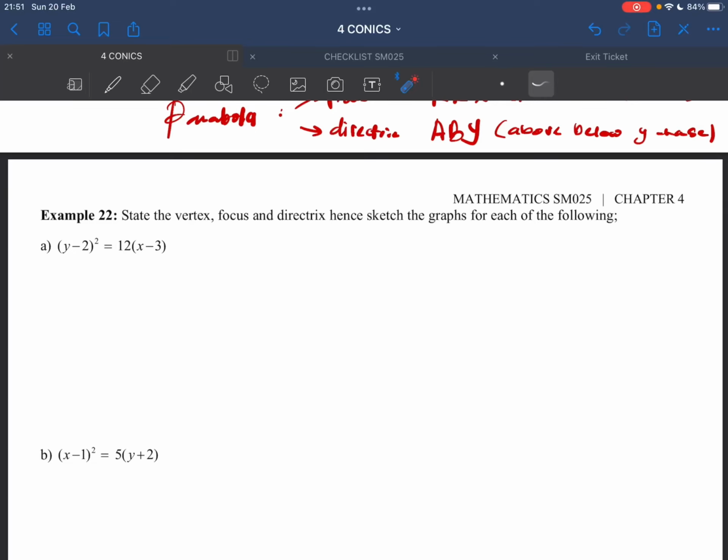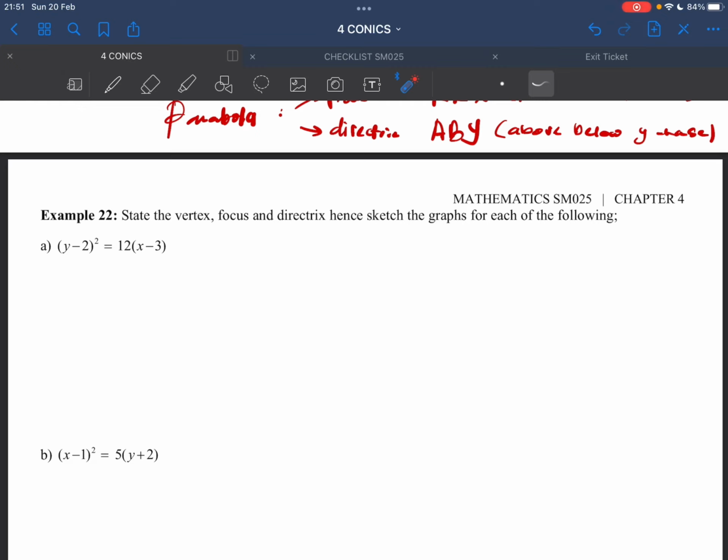Okay, so now we already know the shape of the parabola and we know what to do to find the focus and the directrix. So let's see example 22 here. Example 22, the question asks to state the vertex, focus and directrix, hence sketch the graph for each of the following. Okay, so the same thing as ellipse.